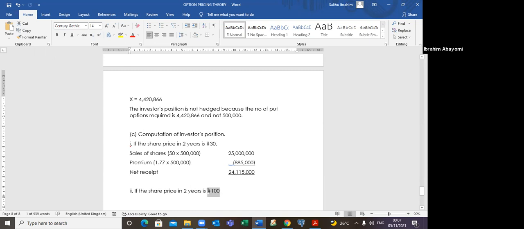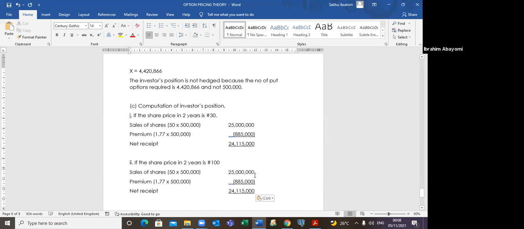If the investor does not exercise her right, she will sell at 100 naira. But if she does exercise her right, she will sell at 50 naira. So it's better she does not exercise her right. So what will be the sales? The sales will now be 100 times this. That will be 15 million.